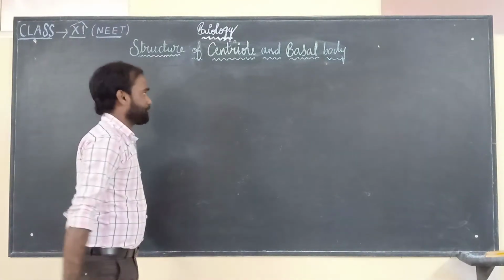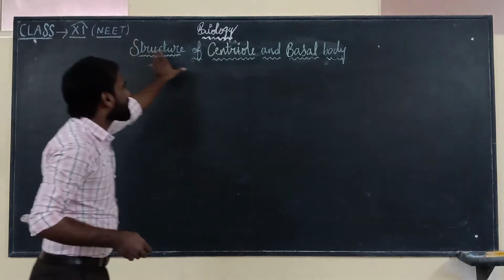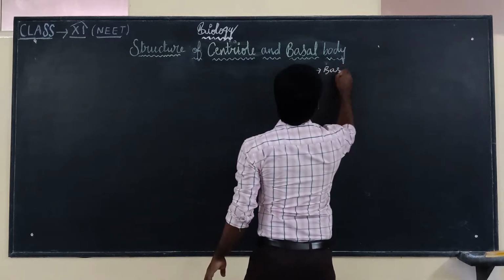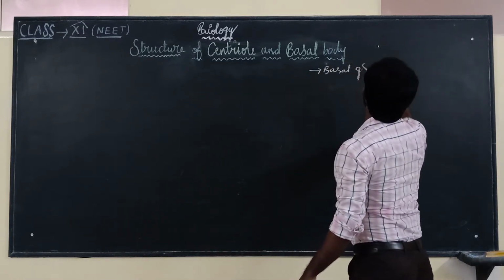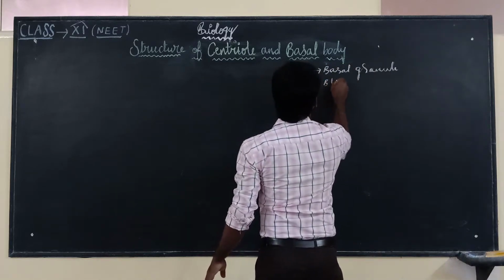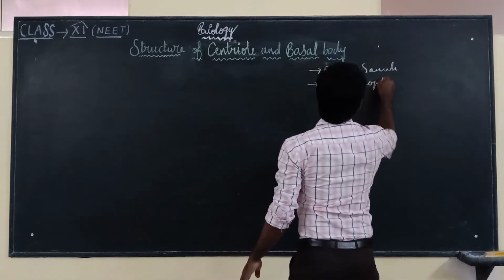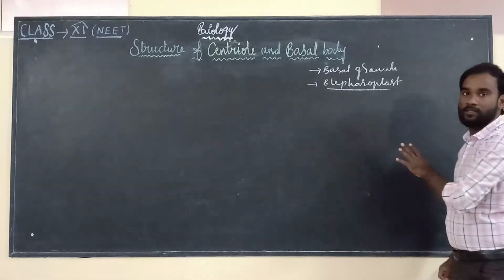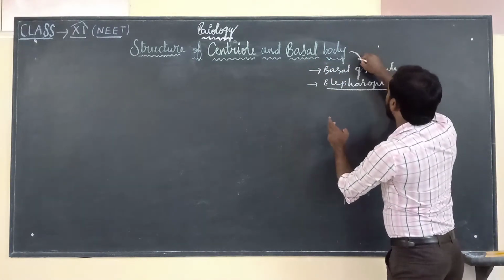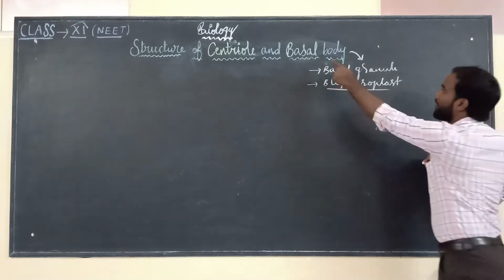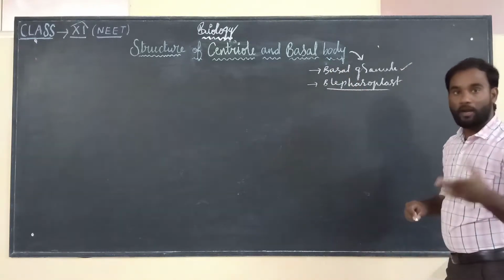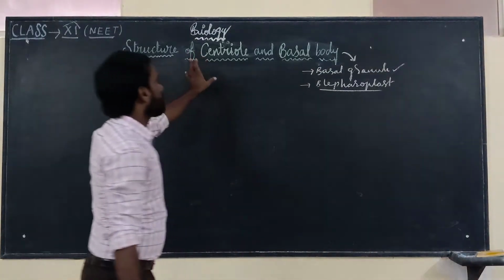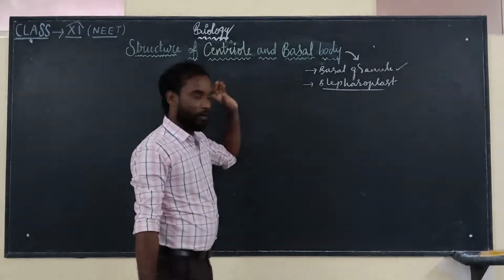Okay, so we are going to study the structure of centriole and basal body. Basal body is also known as basal granule, or it is also known as blepharoblast. These are the other names for basal body. Okay, let us see the structure of centriole and basal body.